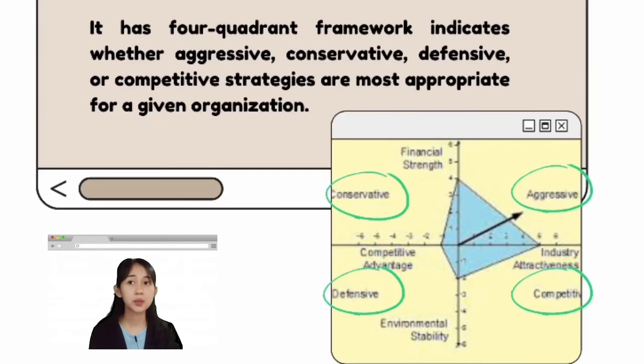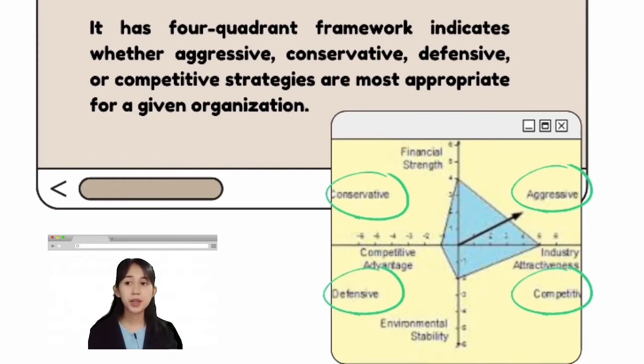The SPACE matrix has 4 quadrants. The framework indicates whether aggressive, conservative, defensive, or competitive strategies are most appropriate for a given organization. The aggressive strategy is located between financial strength and industry attractiveness. This is a stable organization that actively chooses to compete with similar businesses, while the conservative strategy is located between the company's financial strength and the competitive advantage. This is usually a stable organization with low growth.